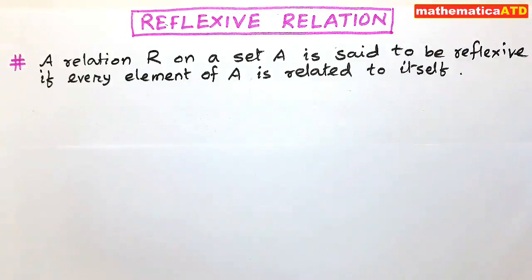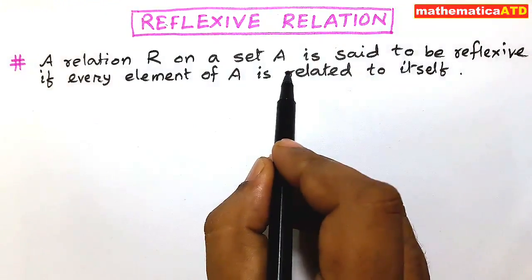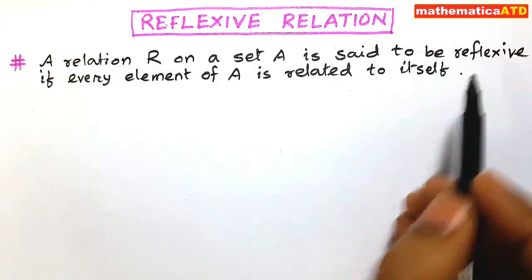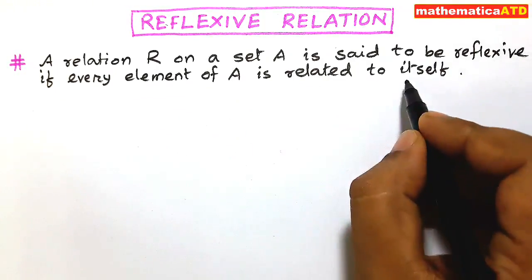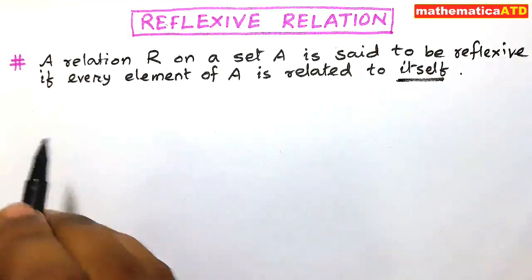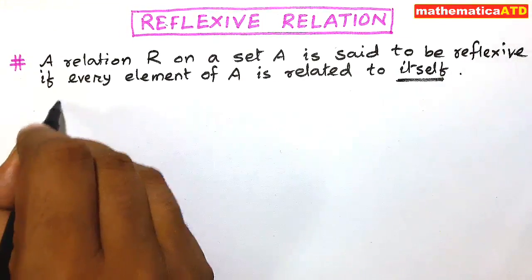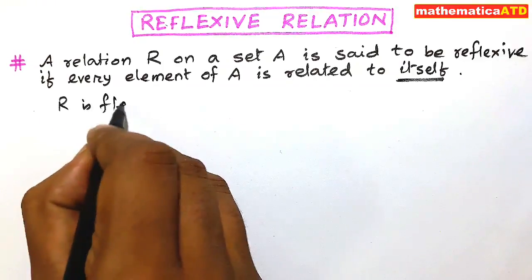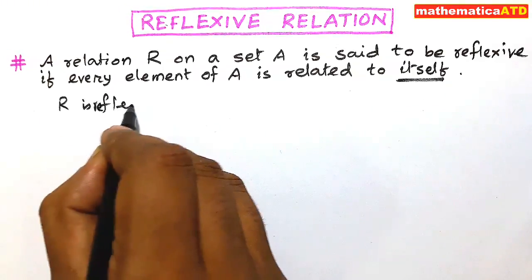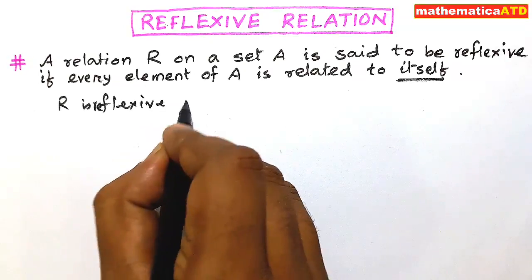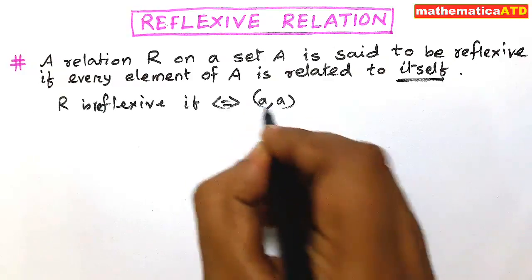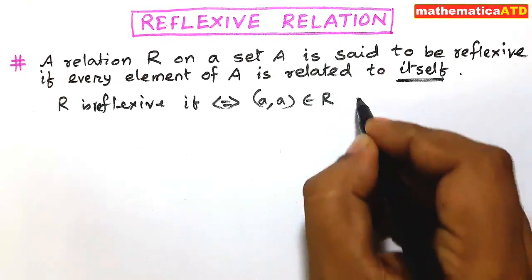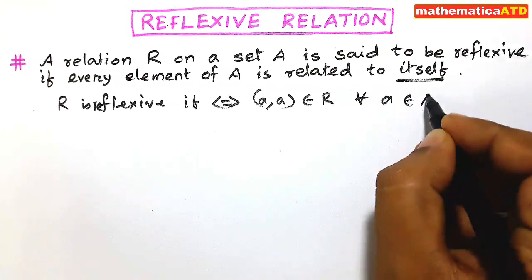Okay friends, what is reflexive relation? A relation R on a set A is said to be a reflexive relation if every element of A is related to itself. That is, R is reflexive if (a, a) belongs to R for all a belongs to the set A.